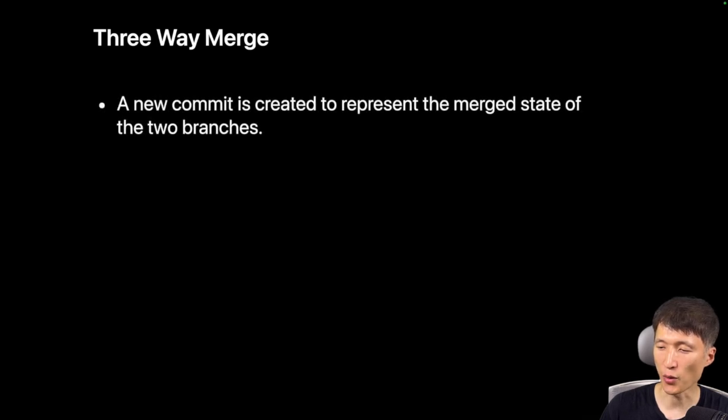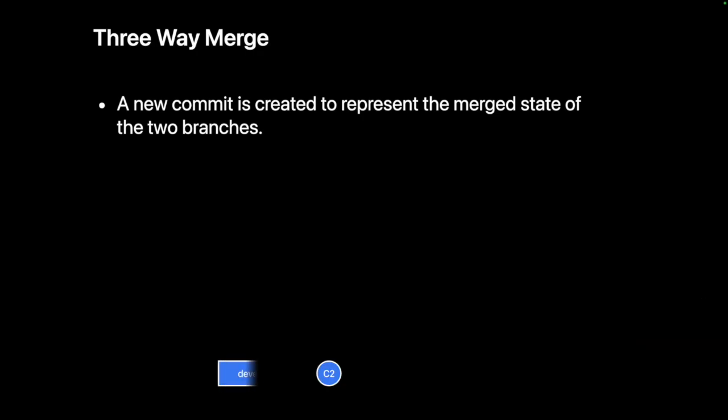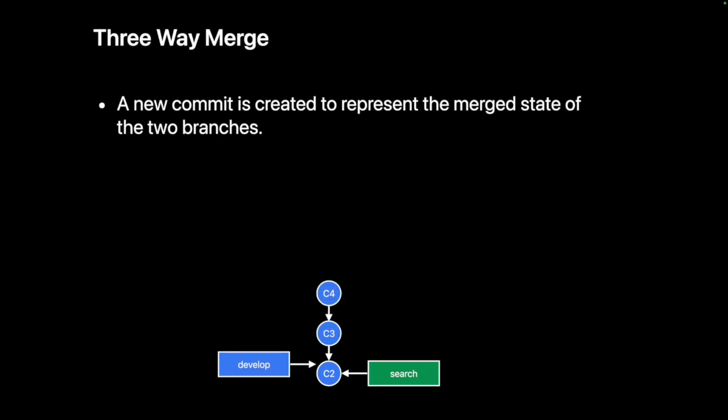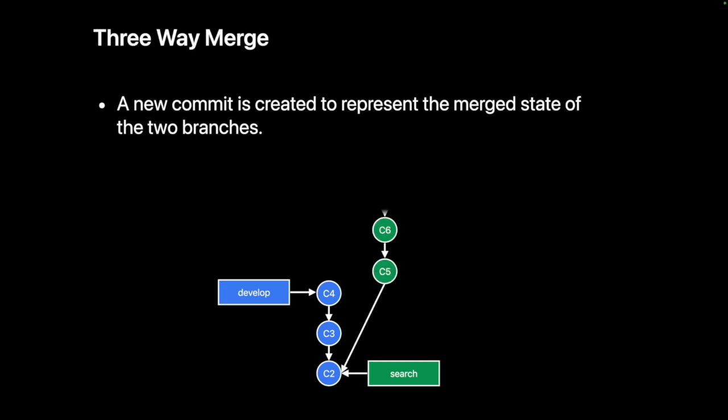When fast-forward merge is not possible, a three-way merge can be used. A three-way merge creates a new commit to combine the states of the two branches. Let's consider a develop branch pointing to commit C2. We create a search branch also pointing to commit C2. Later, we add commits C3 and C4 to the develop branch. Similarly, we add commits C5, C6, and C7 to the search branch. Now, we want to merge the search branch into the develop branch.